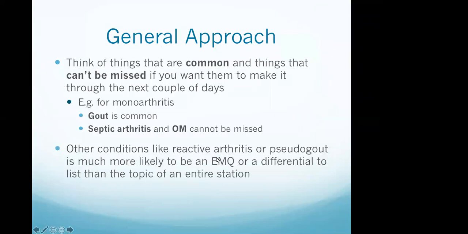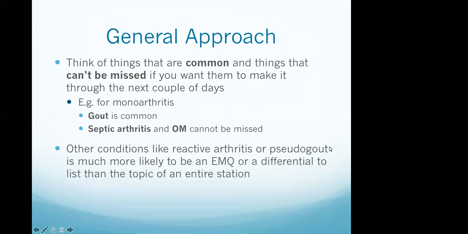So we'll be starting with general stuff. So I guess the easiest way to think about what you need to do is to try and not miss anything important, essentially. So you don't have to include everything under the sun, but you want to make sure that you get everything that's common in there, and that you don't miss anything extremely important. So for example, if someone's got an acutely swollen, red, hot knee, lots of people get gout, but you have to make sure they don't have septic arthritis or osteomyelitis just in case.